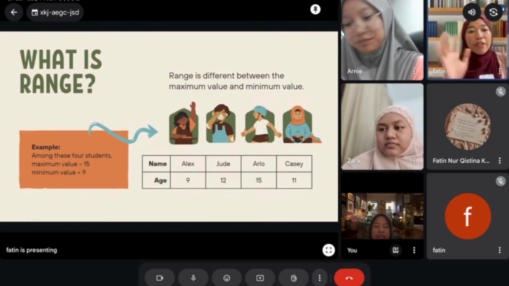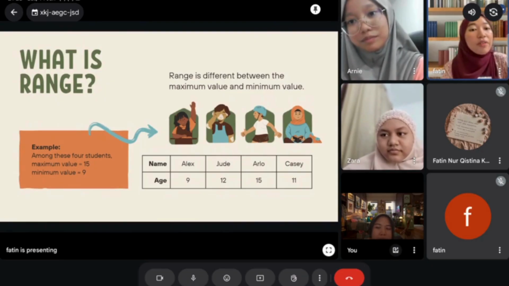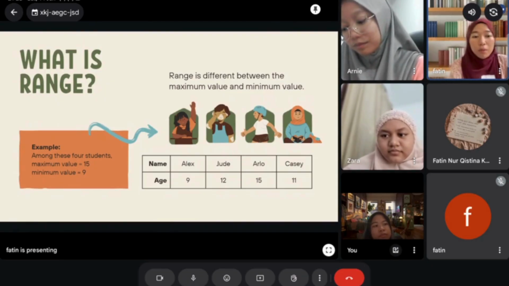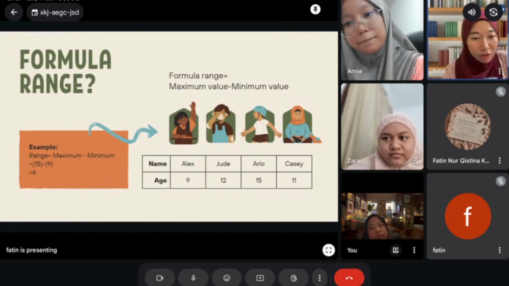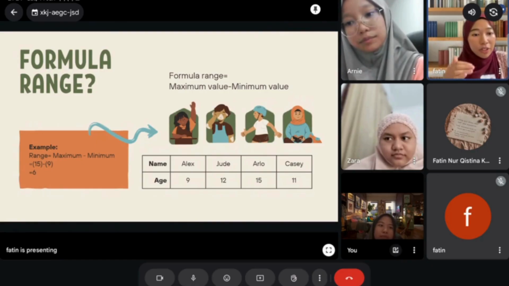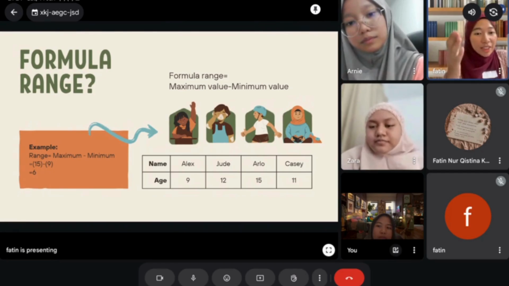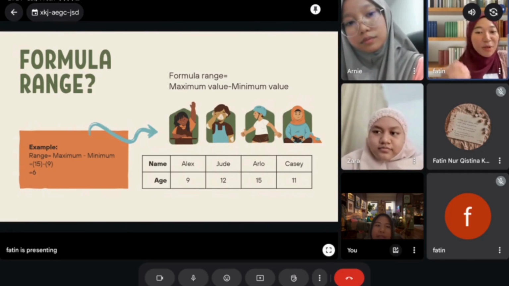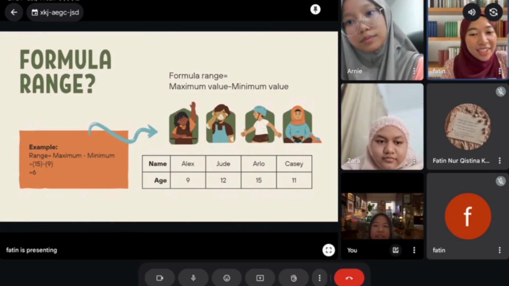So basically, everything in mathematics must have its own formula. So same goes to range. Range also has its own formula. So the formula of range is maximum value minus minimum value, then you will get the number for range. So based on what I stated just now for the formula of range, can Fatin determine what is the value of range for this set of data?